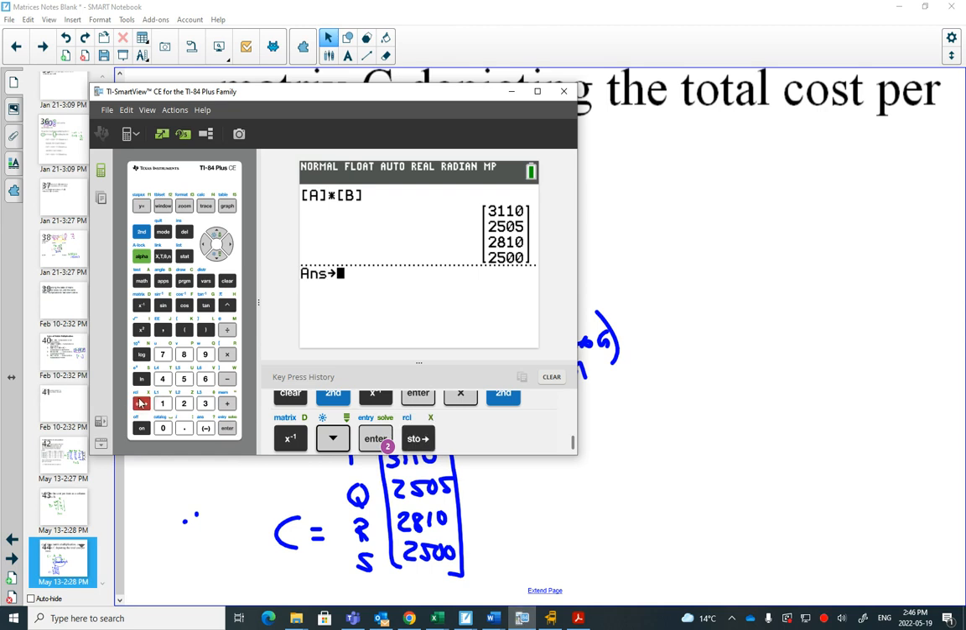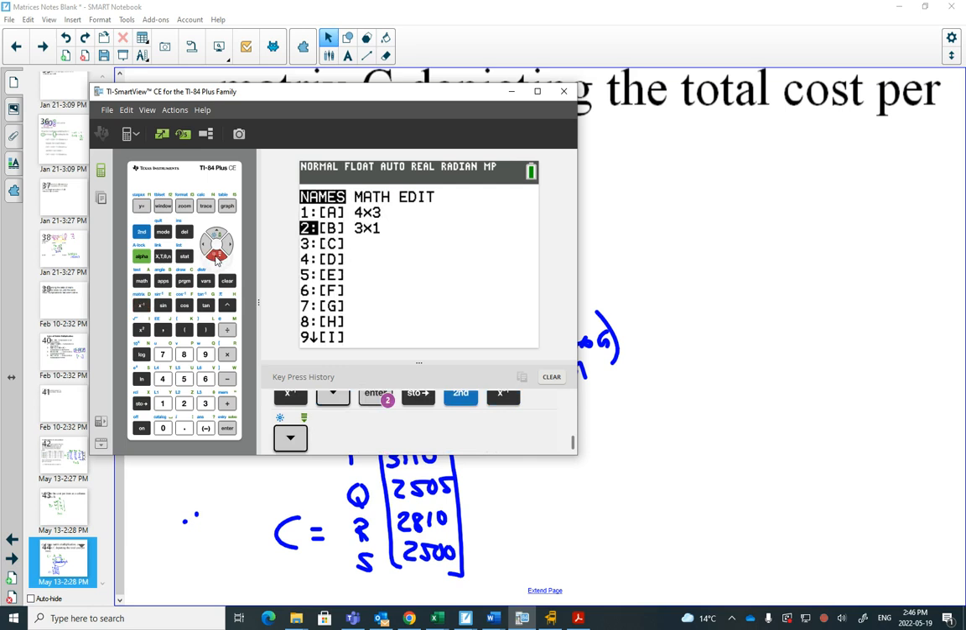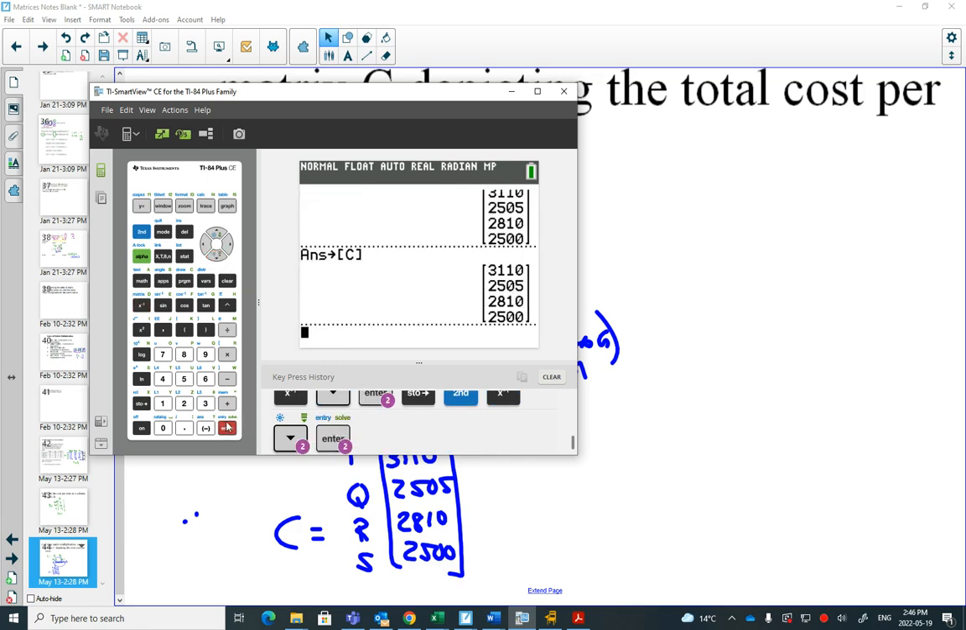And the other nice thing about your calculator is we just got this answer. We can now store it into our calculator as matrix C. Those numbers are stored in our calculator as matrix C in case we want to use that later. Above the on button is the store button, and then you just select which matrix. You have to go back to matrix and select matrix C to store it in as matrix C. Okay?